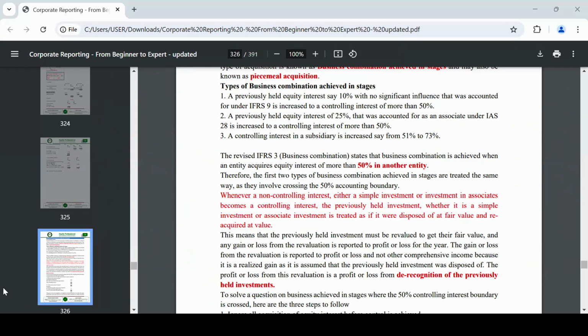So what I'm saying is this: if we paid for 20% additional, we paid 1.2 million. Are you getting it? Now, according to the concept, we are going to calculate the fair value of the 35% that we previously held.